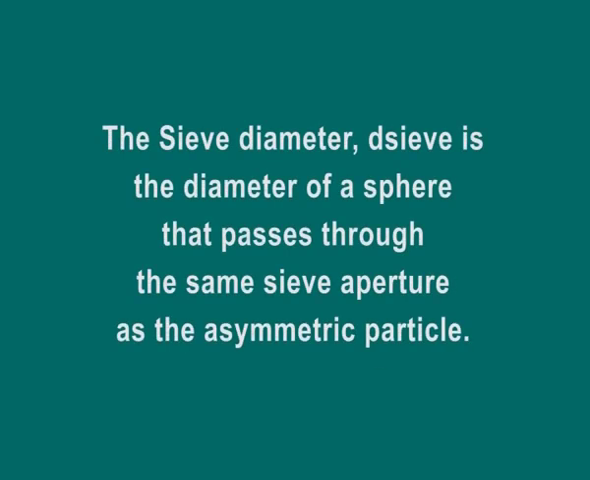The sieve diameter, that is ds, is the diameter of the sphere that passes through the same sieve aperture as the asymmetric particle. The volume surface diameter, that is dvs, is the diameter of the sphere that has the same volume to surface area ratio as the asymmetrical particle. From the above description, it is possible to conclude that the same particle possesses different values for the diameter. The appropriate diameter should be selected depending on the intended purpose for which it is being applied in pharmacy.